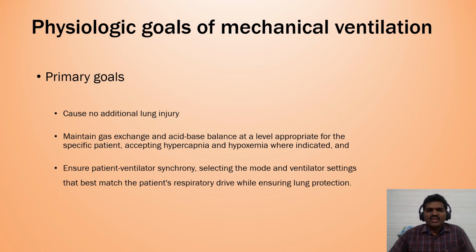Maintain gas exchange, maintain the acid-base balance at a level that is appropriate for a specific patient. You will never try to bring the values to the normal range. Your only aim is to maintain gas exchange and acid-base balance at an appropriate level, individualized for a particular patient. Accepting hypercapnia and hypoxemia wherever indicated, they can be accepted. They are called permissive hypercapnia and permissive hypoxemia, and ensure patient ventilator synchrony.